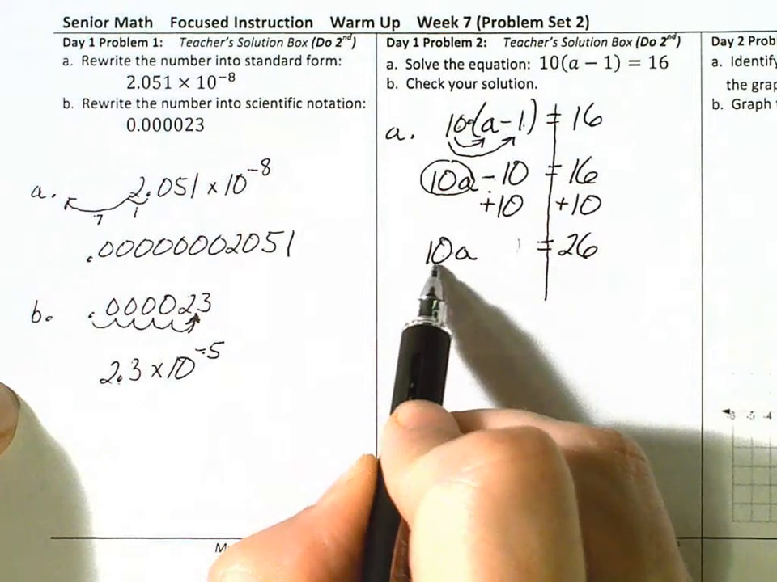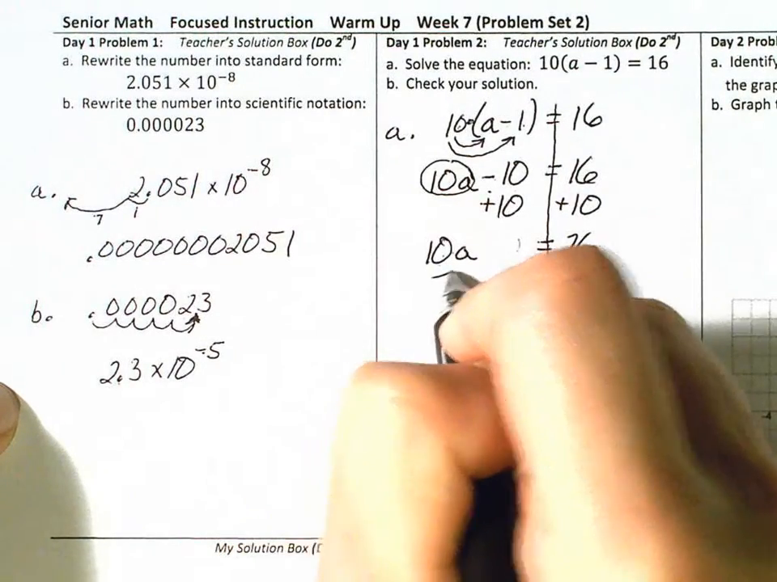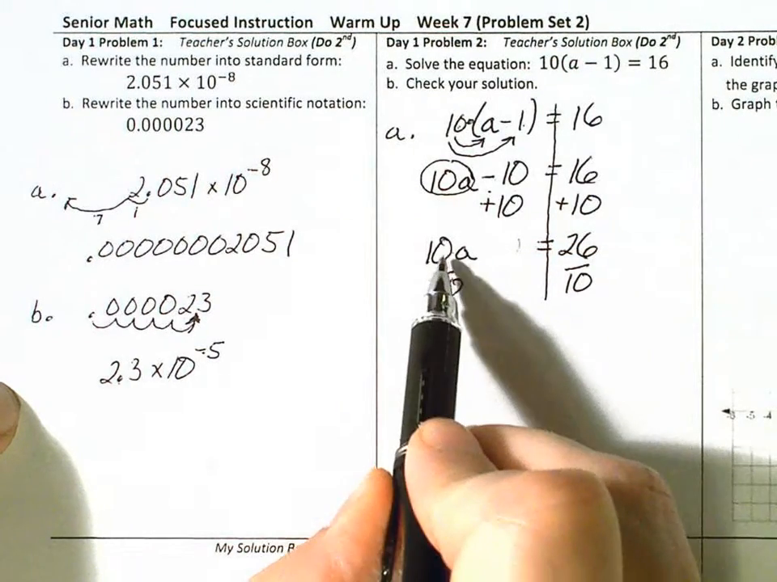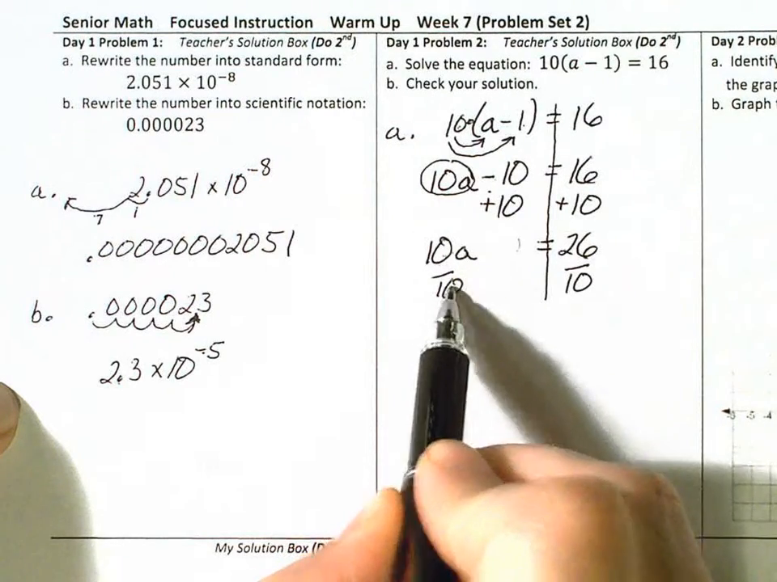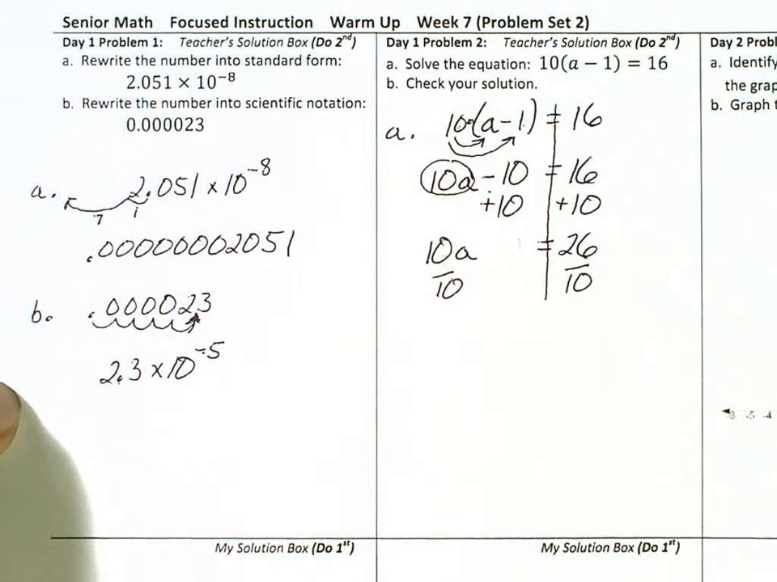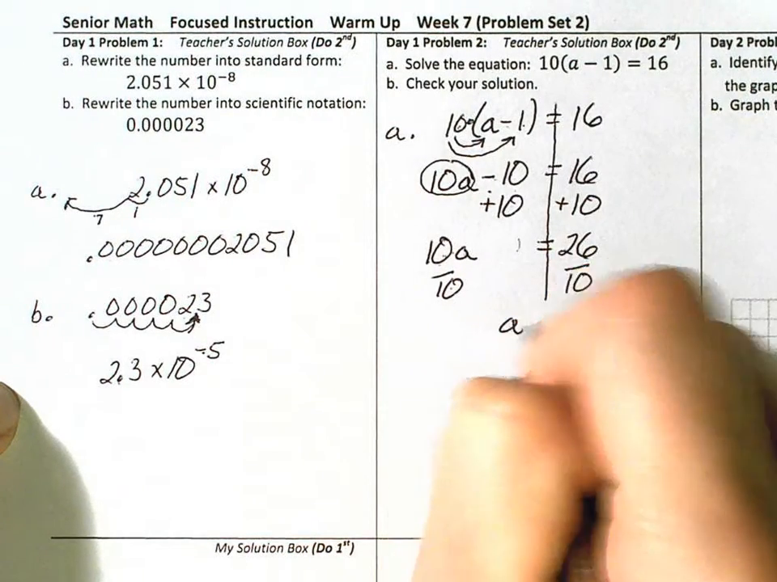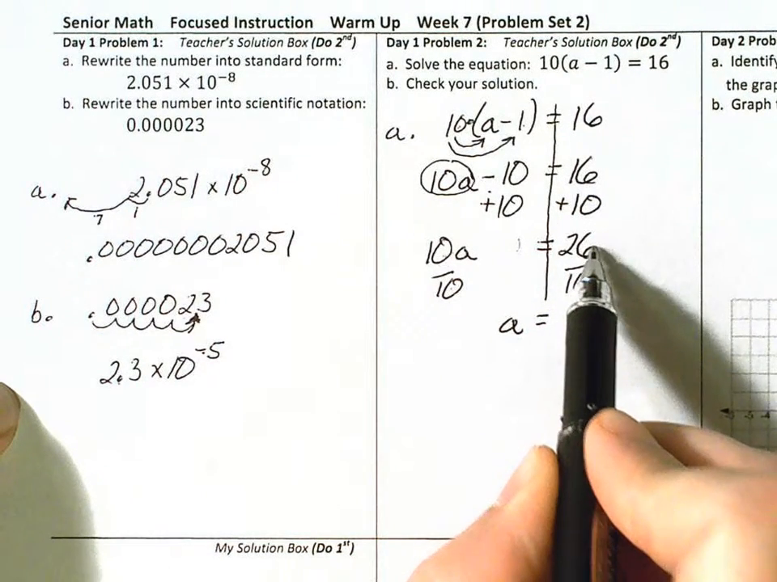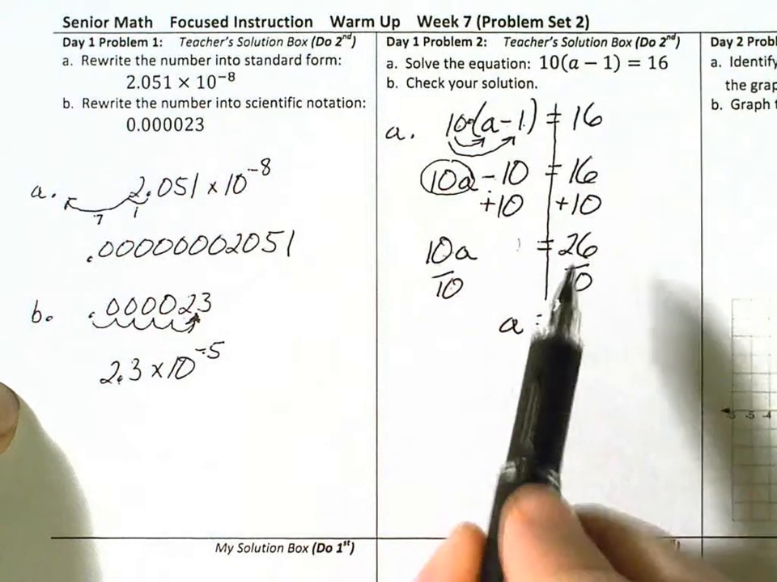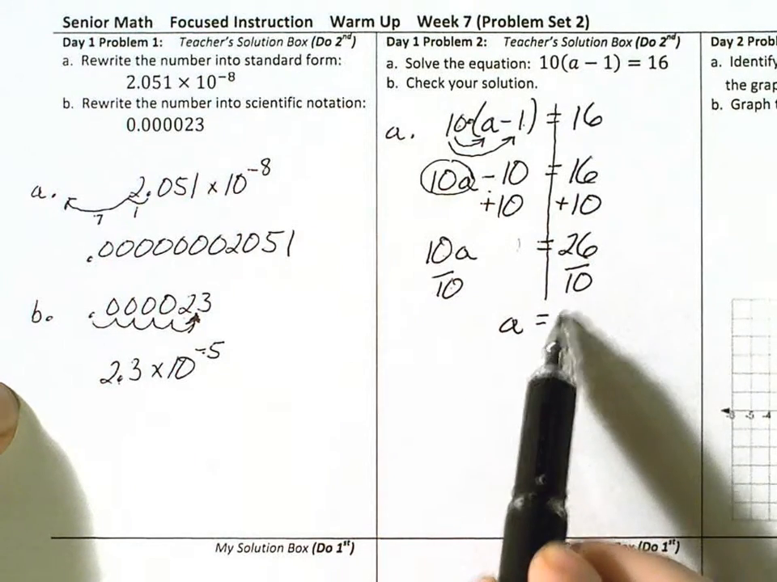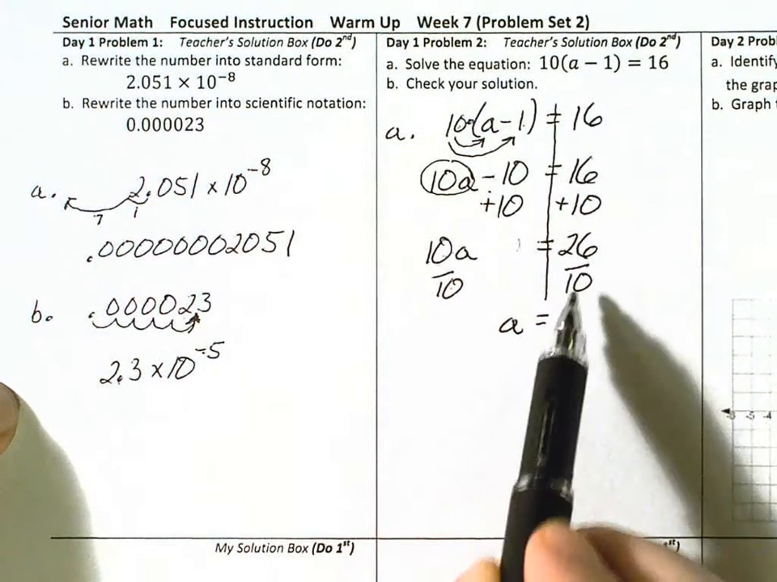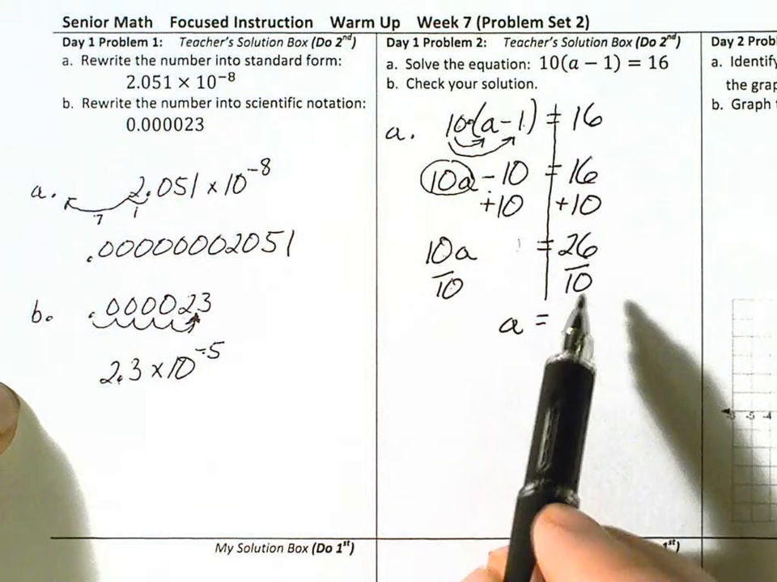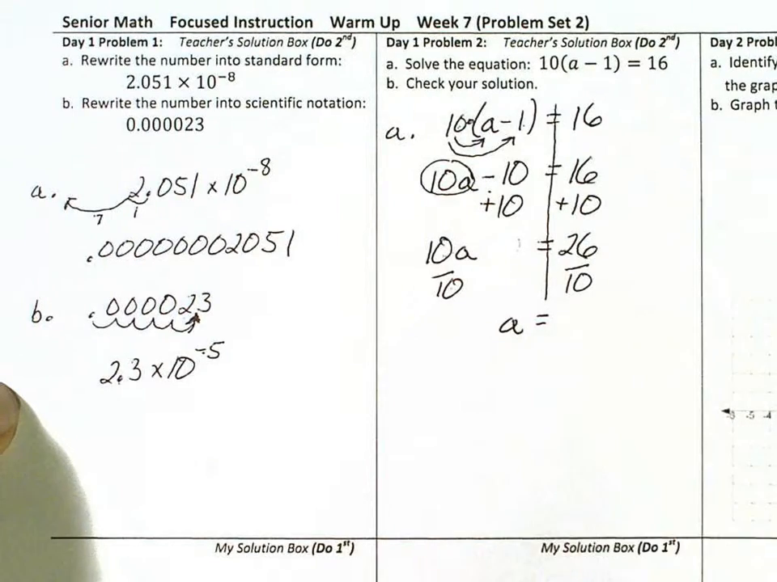We can remove this coefficient using division. Divide by 10. Divide by 10. 10A divided by 10 makes 1A, or just A. And on the right side of the equation, 26 divided by 10. This could be left as a fraction and reduced. This could be changed into a mixed number. This could be shown as a decimal. Any of those would be correct.